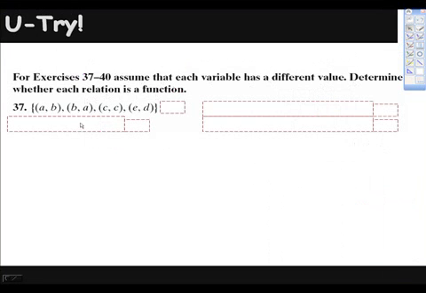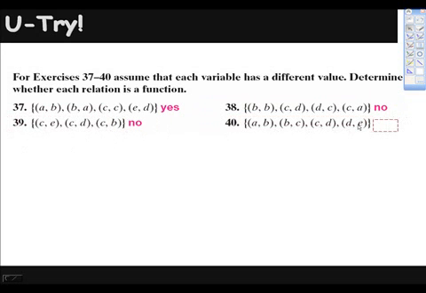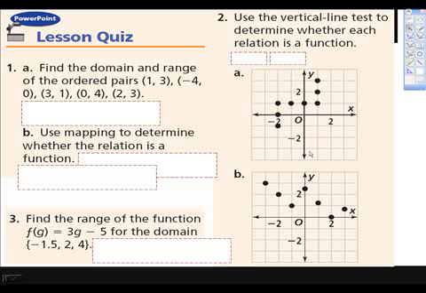Determine whether each relation is a function. A, B, C, and E, those are all different x's, so that's a function. How about this one? Notice CD and CA, different values. So we'd have to say, no, that's not a function. How about this one? CCCC, no, that's not a function. Last one, A, B, C, D. Yep, that's a function. All different x values, A, B, C, and D.